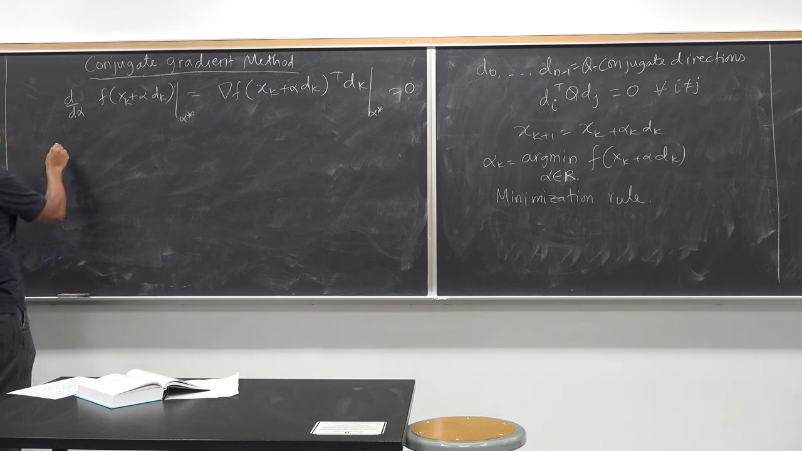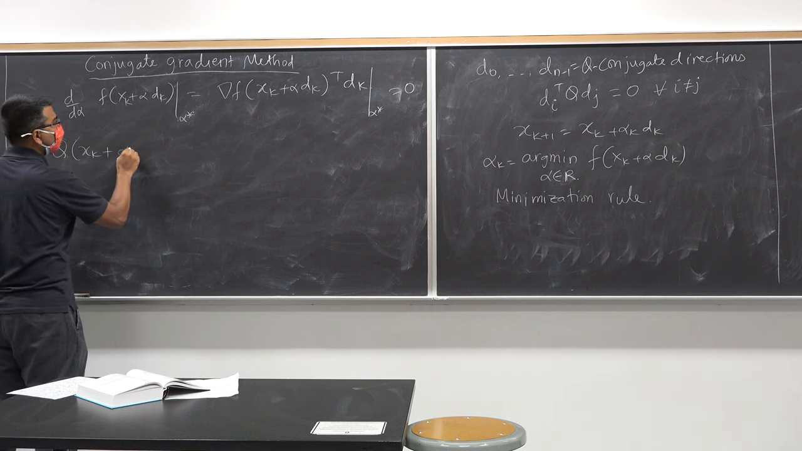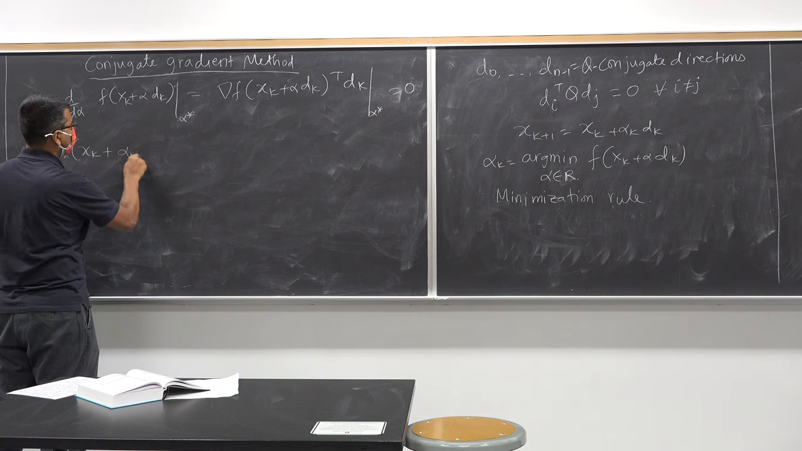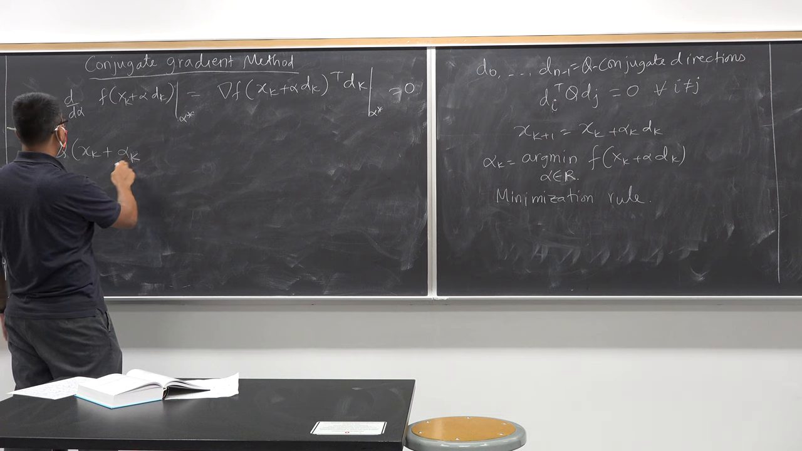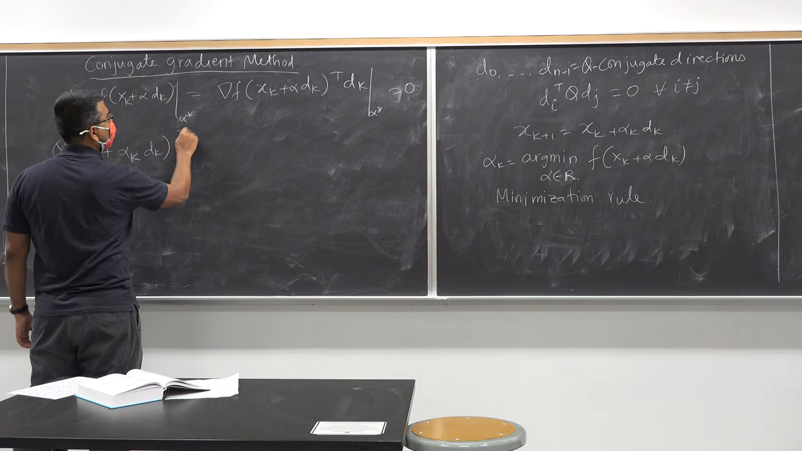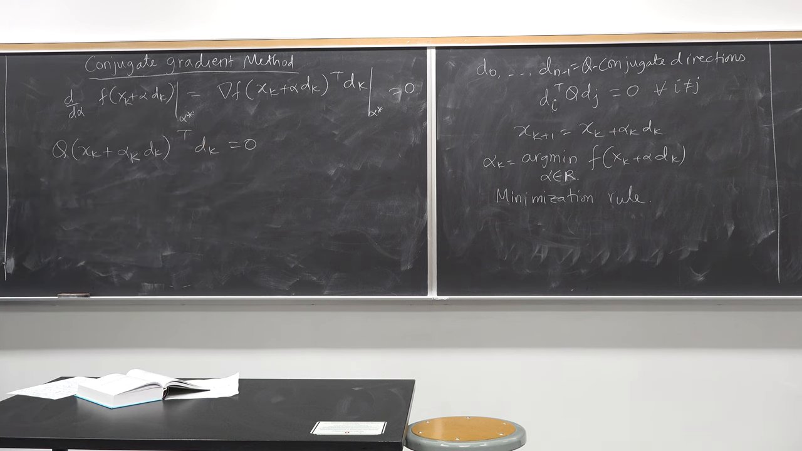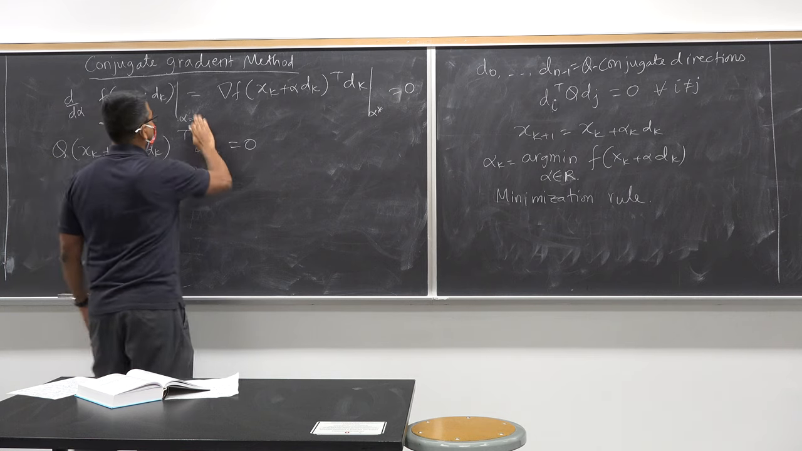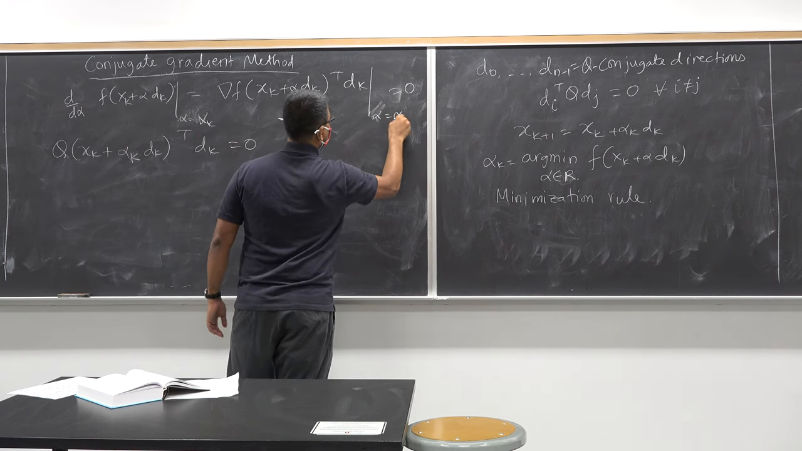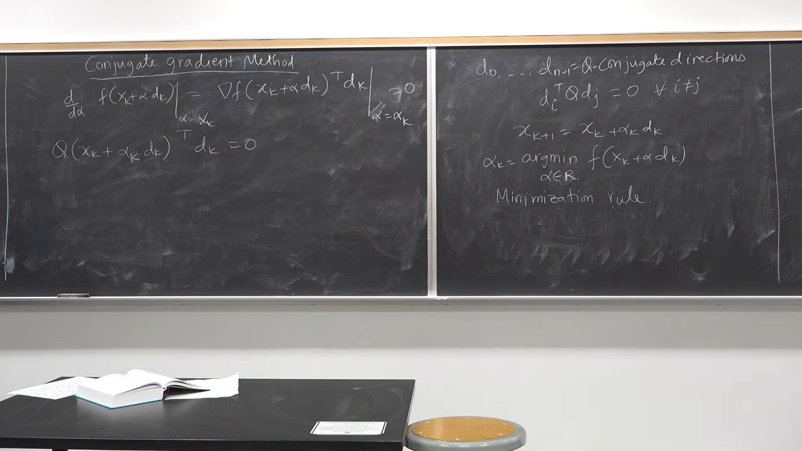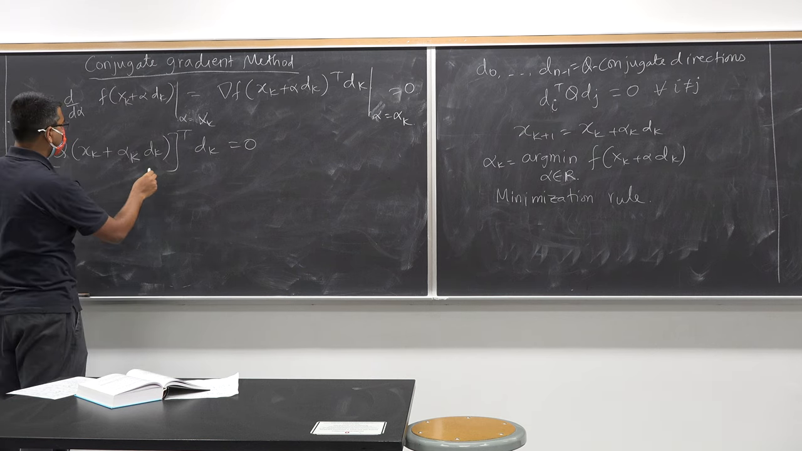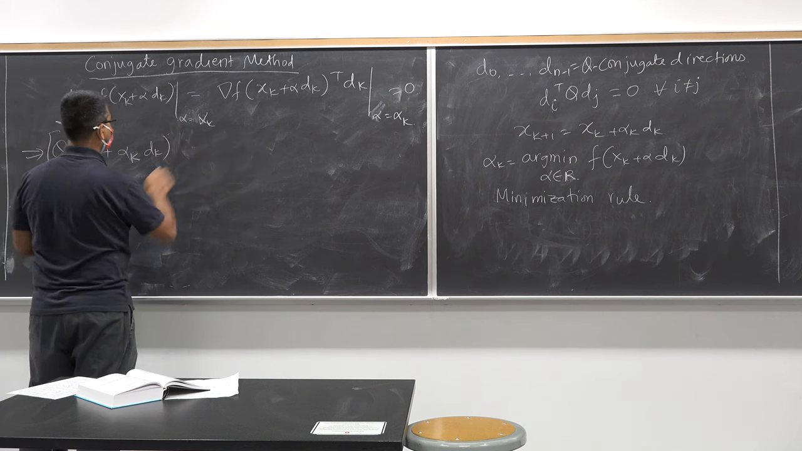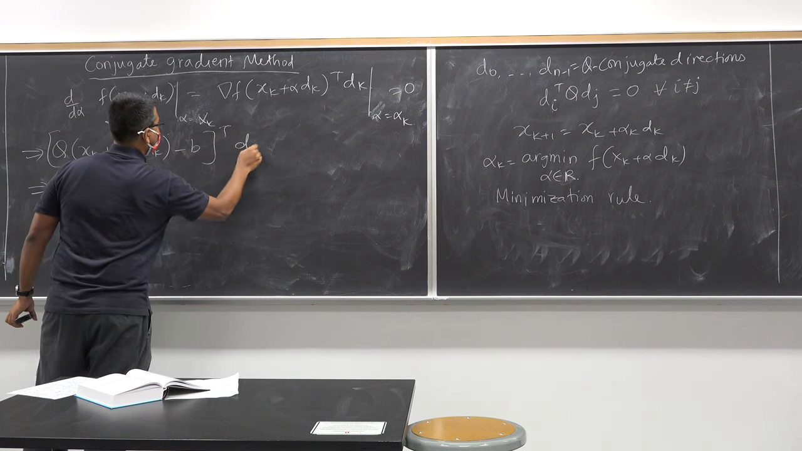So I can compute the derivative. That's q of xk plus alpha k dk, transpose dk equals zero. I should write alpha equals alpha k, because alpha k is the argument there. So this is what I get. This is the derivative of f. Oh, I think there is a minus b as well. Minus b transpose dk equals zero.